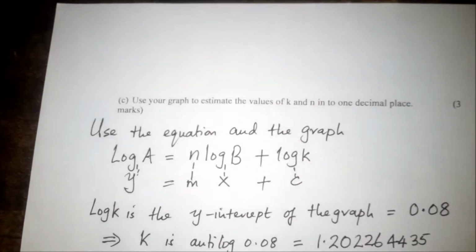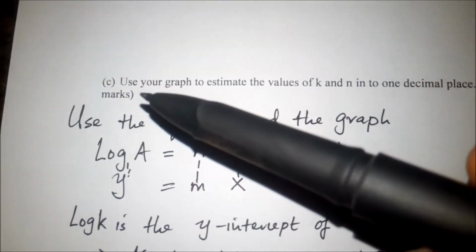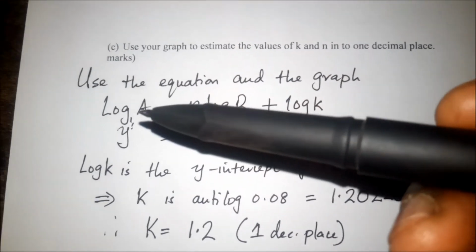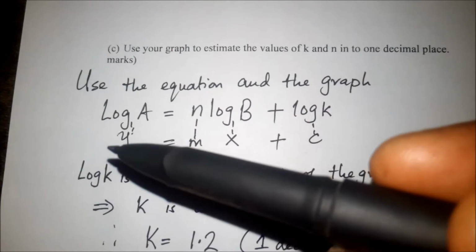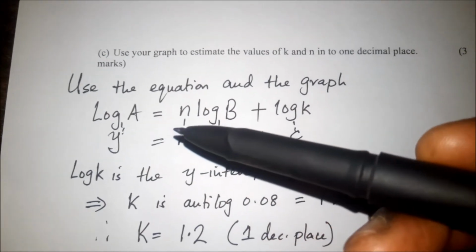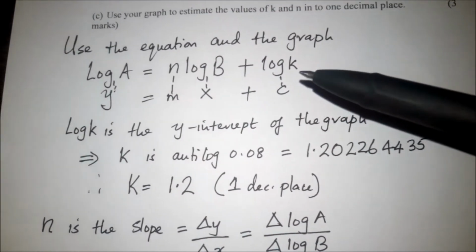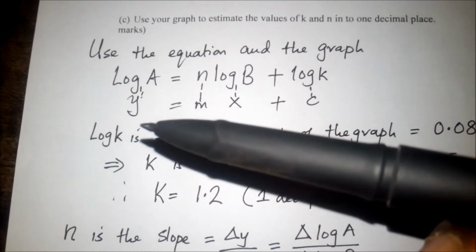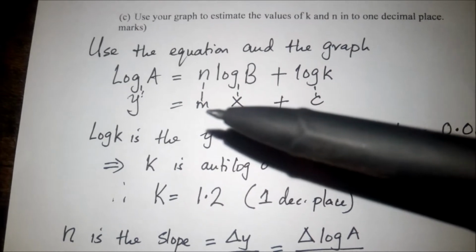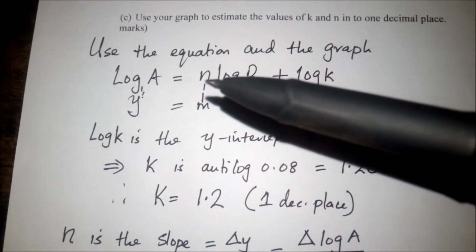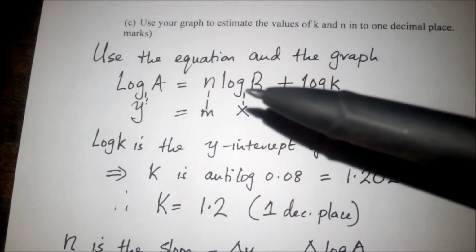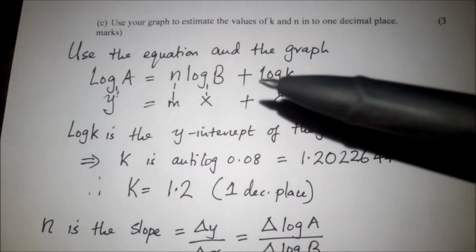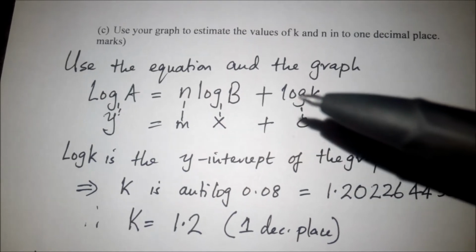We'll continue with the question. We have been told to use our graph to estimate the values of k and n to 1 decimal place, so use the equation and the graph. The equation, remember, was: logarithm of a equals n logarithm of b plus logarithm of k. If we superimpose that logarithmic equation onto the form y equals mx plus c, you see that m, the gradient of that line, is related to n, x is the logarithm of b, y is the logarithm of a, and the y-intercept c, the constant, is the logarithm of k.